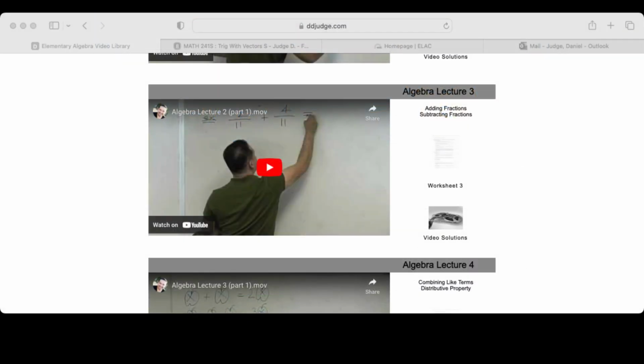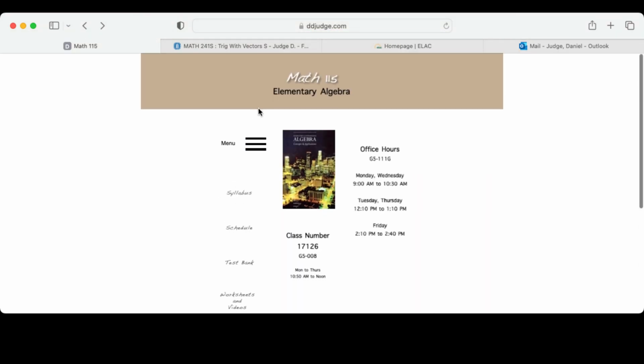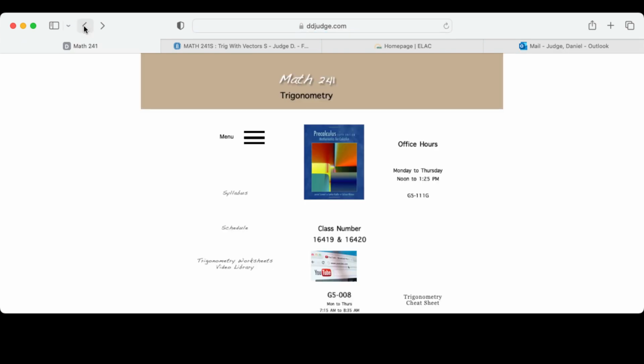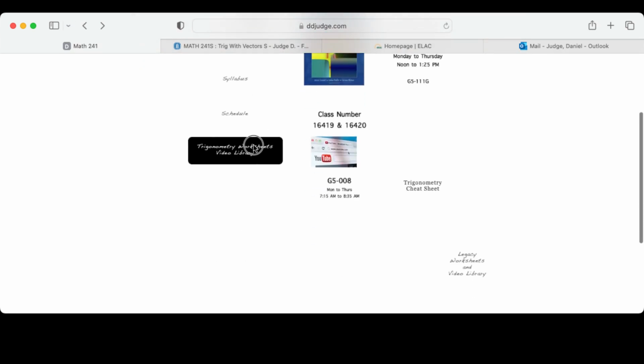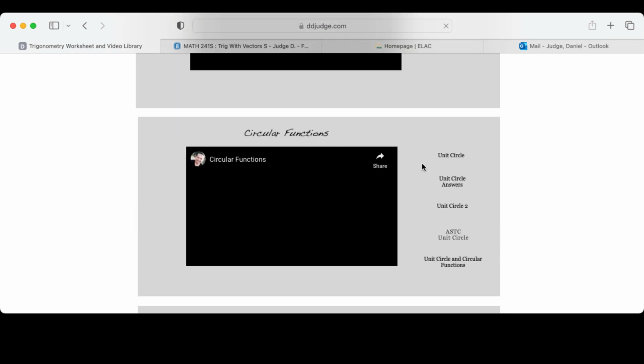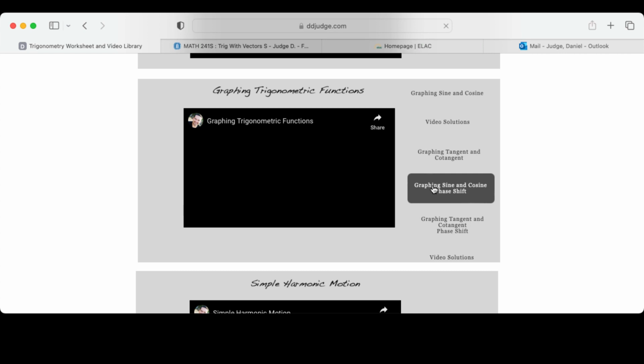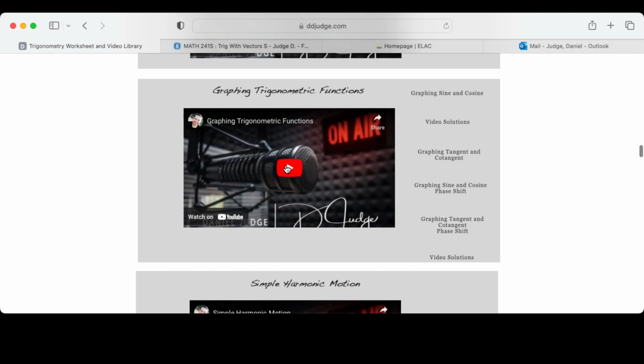And, yes, do I have a video? Yes, I do. Where's the video? 241. This is called over here. If you guys want to see some more of these examples, it's graphing sine and cosine with phase shift. You can play that video here.